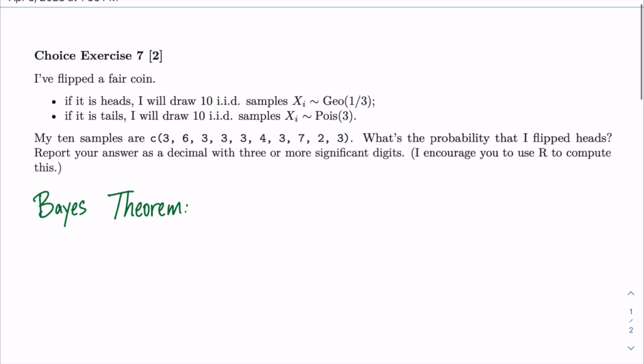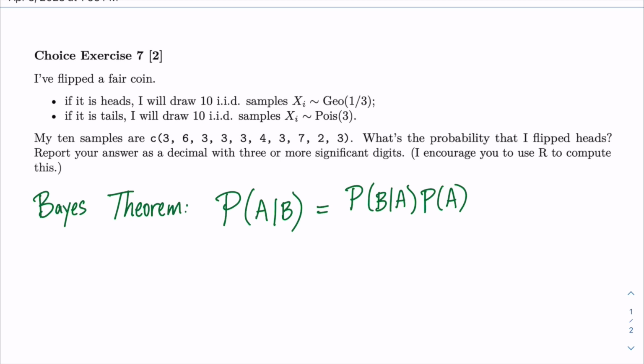And let's recall what Bayes' theorem says. It says that the probability of A given B, and what we want to know is whether we got a heads given that we see this kind of data, is going to be equal to the probability of B given A times the probability of A, all divided by the probability of B.